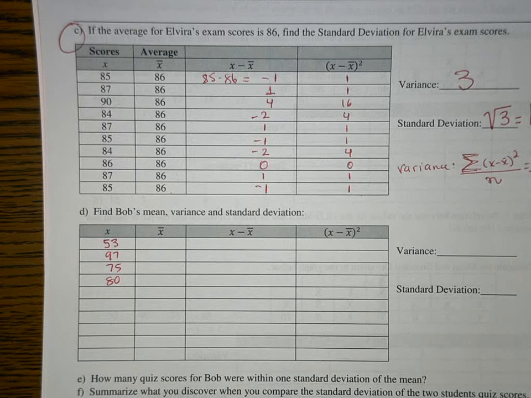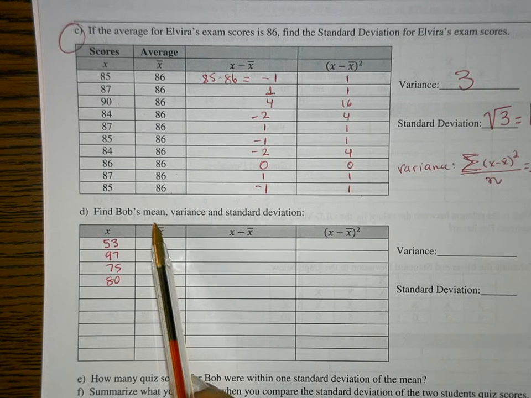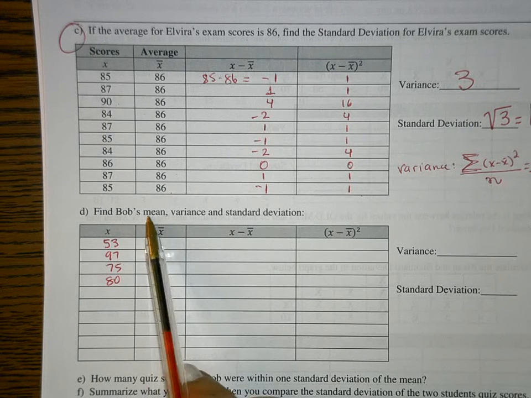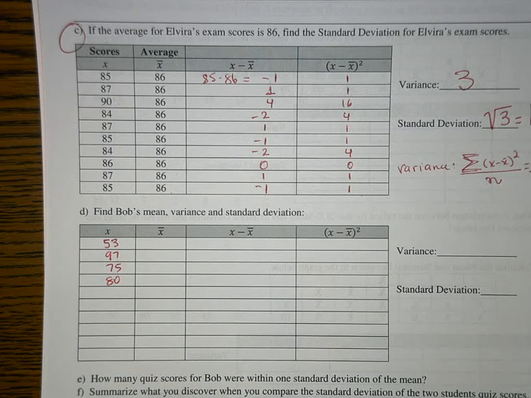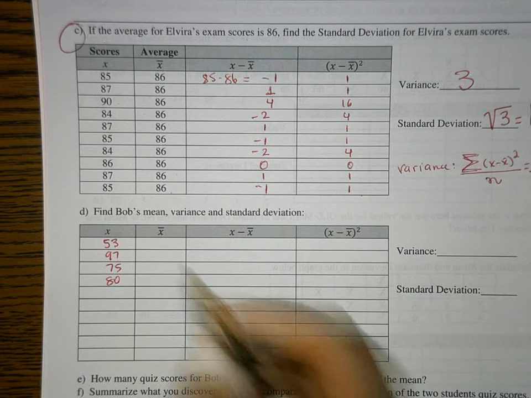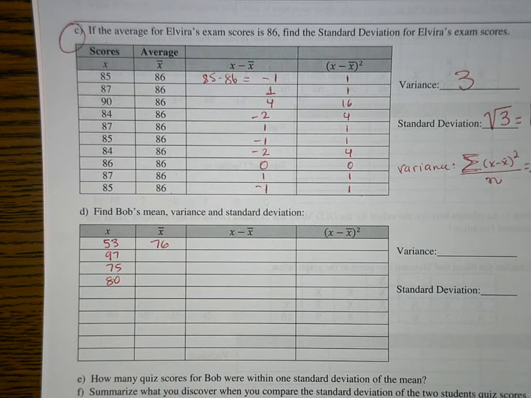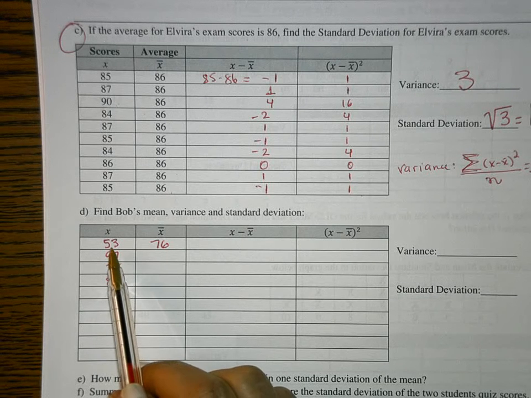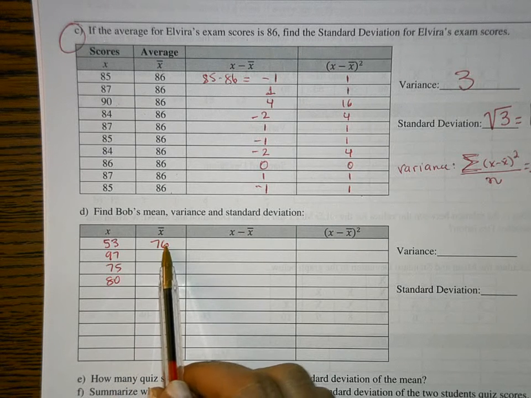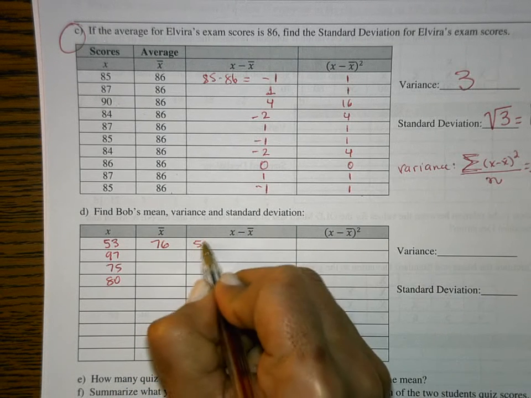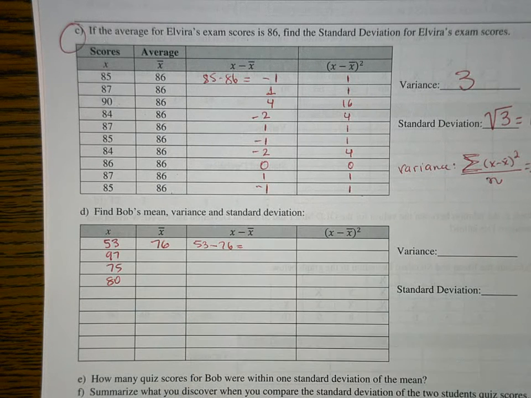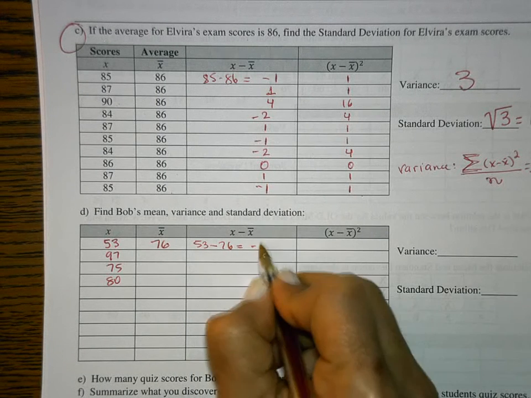I'll let you finish. Find the average. First, find Bob's mean. You need to find the average of Bob's test. I'm pretty sure Bob's average is 76, so I'm helping you out here. Okay, if you add them all up, Bob's test, you get 76. That means I'm going to be subtracting 53 minus 76. Okay, so 53 minus 76 equals what? 53 minus 76 is negative 23.